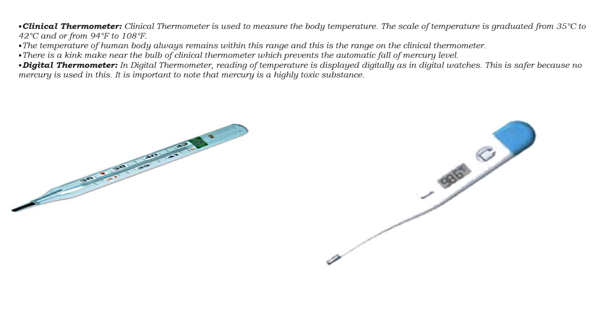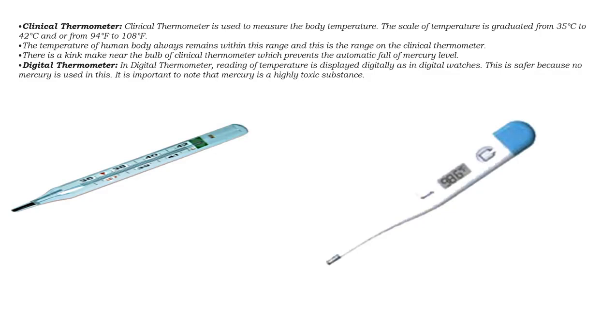We have the clinical thermometer, which is used by doctors to measure the body temperature, and this scale is graduated from 35 degrees centigrade to 42 degrees centigrade. If we have to measure in Fahrenheit, then it is from 94 degrees Fahrenheit to 108 degrees Fahrenheit, which is the range within which the temperature of the human body remains. And this is the range on the clinical thermometer.